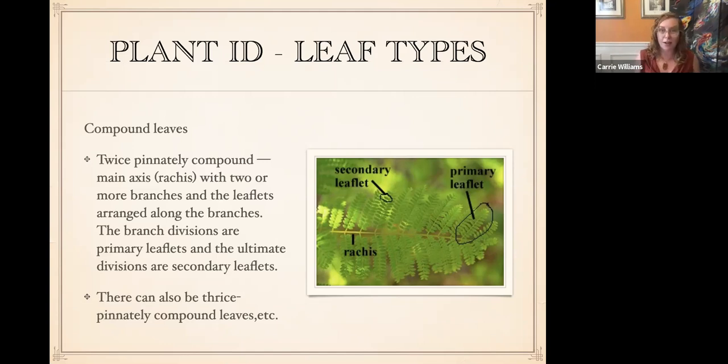Best example of that actually is a nandina. Nandina, actually the leaf is quite large, but it divides itself 3 times. It can get a little intense.